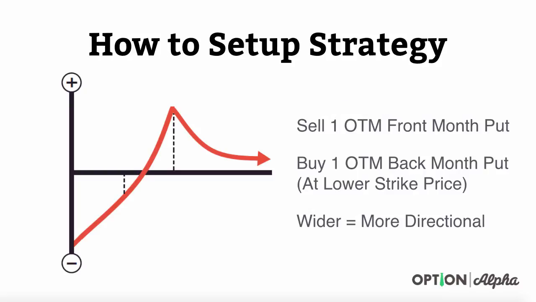The first thing that you're going to do is sell one out of the money front month put option, probably a couple strikes out of the money. The next thing you're going to do is go to the back month put options, and buy an out of the money put option at some lower strike. Now the key here is that the wider the difference between your strikes, the front month strike that you sell and the back month strike that you buy, the more directional your trade will be as it relates to the stock.